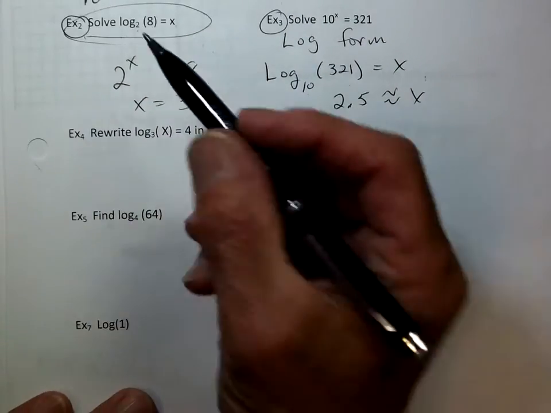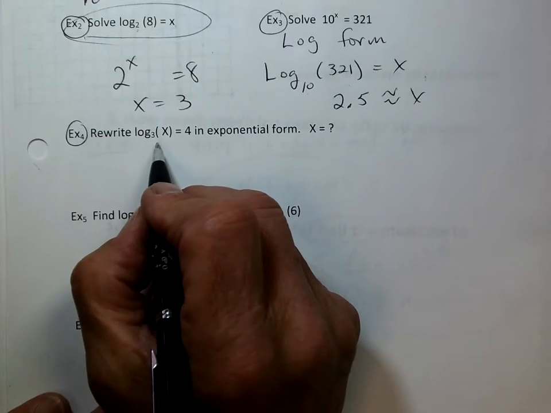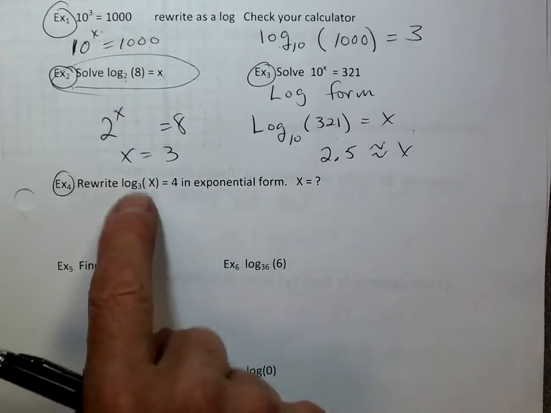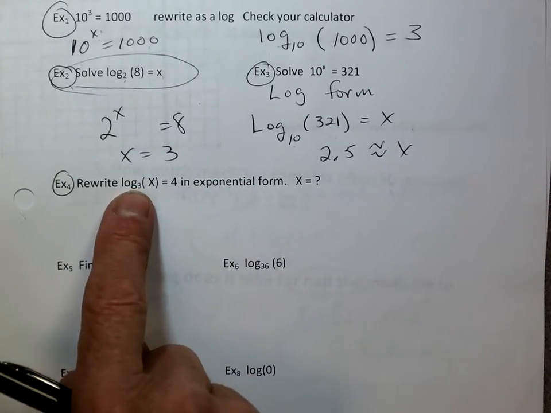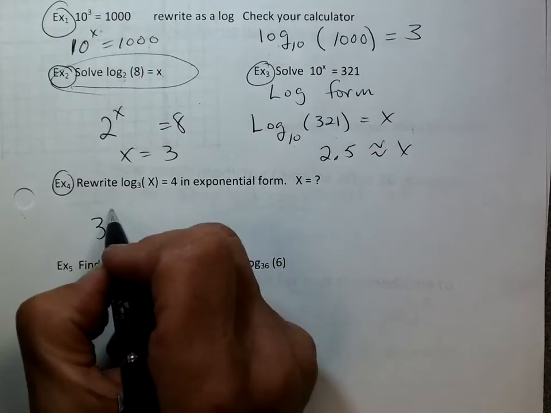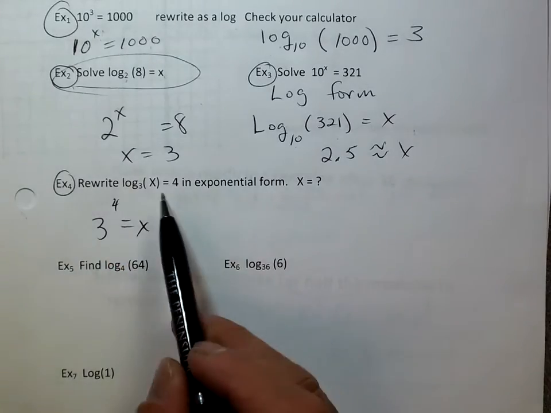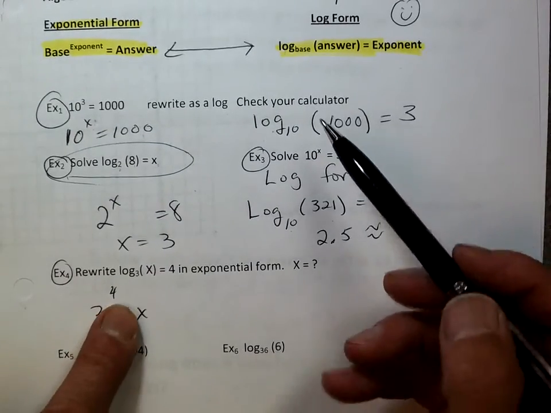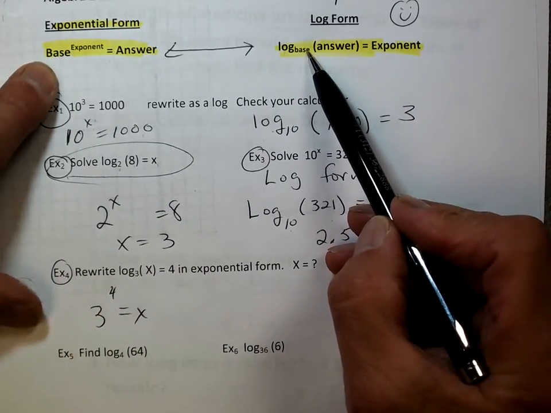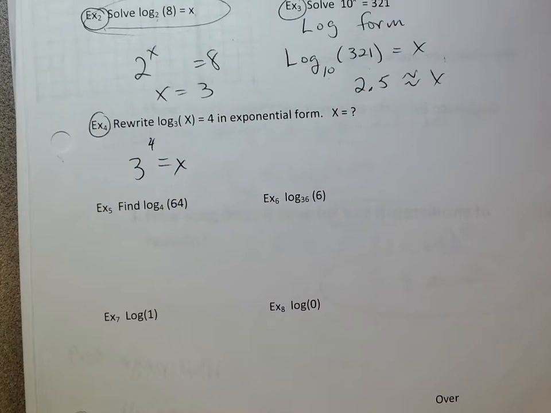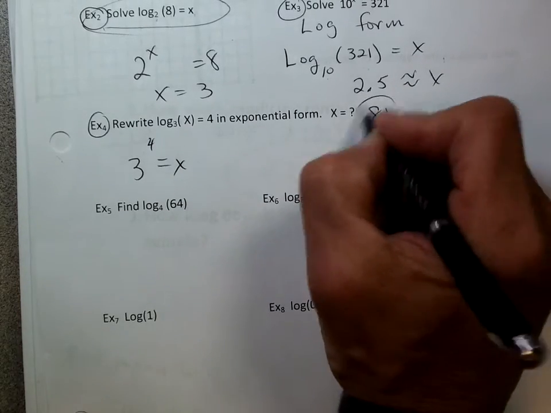Example 4. Rewrite log base 3 of x equals 4 into exponential form. So I'm going to go 3, that's my base, to the 4th power equals x. I'm transposing it, just using the rules up here: here's my base, to the exponent, equals the answer. And now we know what 3 to the 4th is. 3 times 3 is 9, times 3 is 27, times 3 is 81. You okay with that? So x is 81.